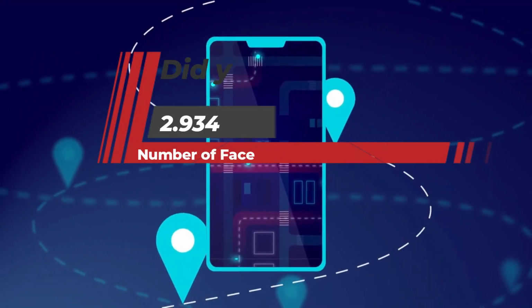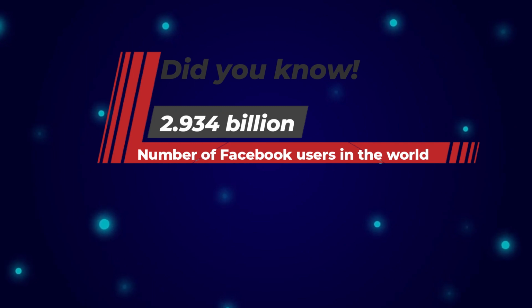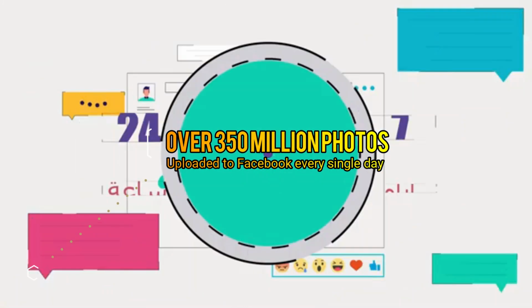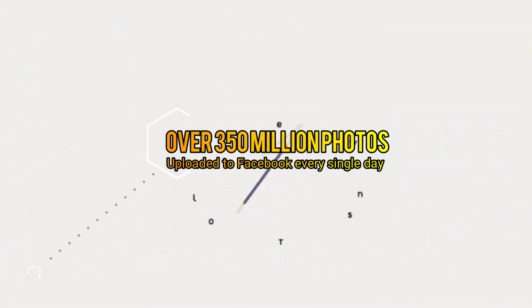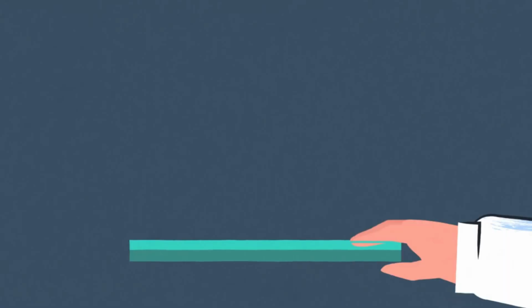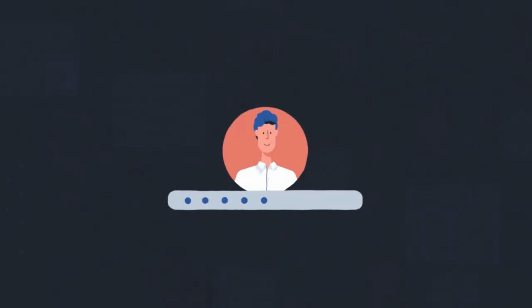Little facts about Facebook. Did you know that the number of Facebook users in the world, monthly active users, is 2.934 billion, and over 350 million photos are uploaded to Facebook every single day? That's a huge number, right? So now, here's a short story scenario about graph data structure in Facebook friendship network.